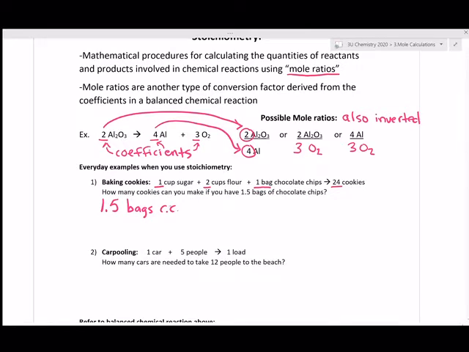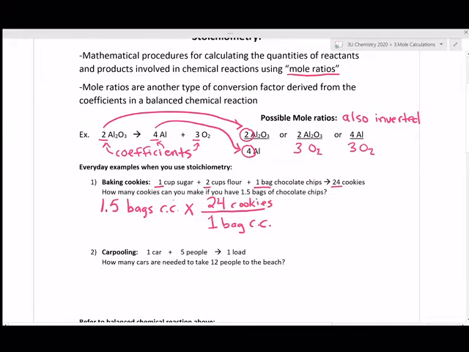Just shorten that up. And we're trying to figure out how many cookies you can get. So the conversion factor between chocolate chips and cookies is that 1 bag of chocolate chips will give you 24 cookies. That is a conversion factor. So we're going to set that up as a conversion factor. And you know from all the work we've been doing that the bags of chocolate chips better go on the bottom because we need to cancel them. So 1 bag of chocolate chips is going to yield 24 cookies.